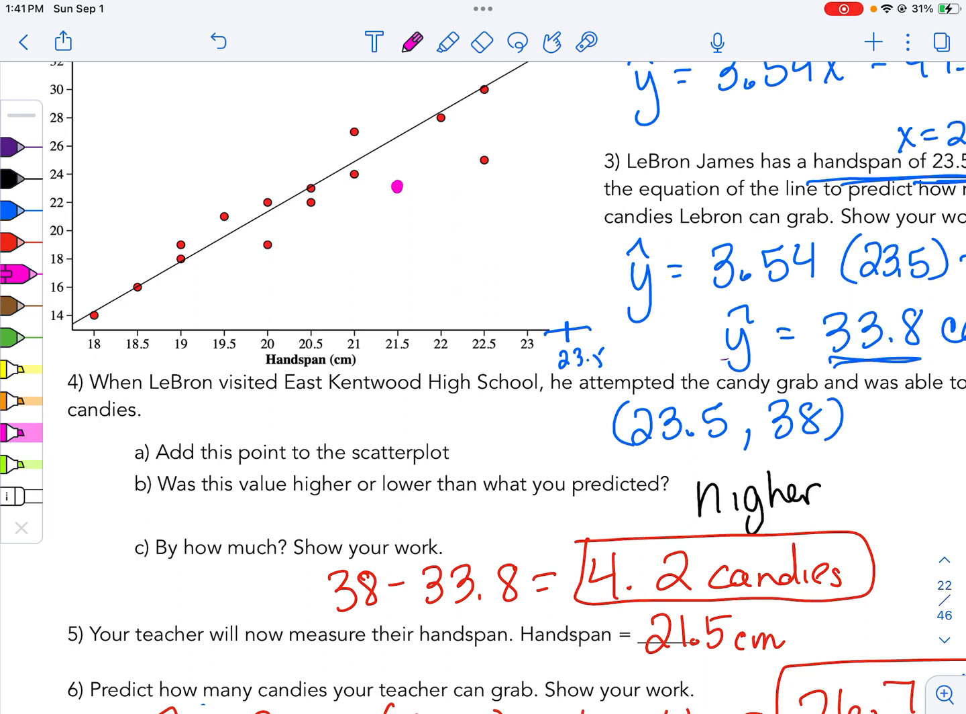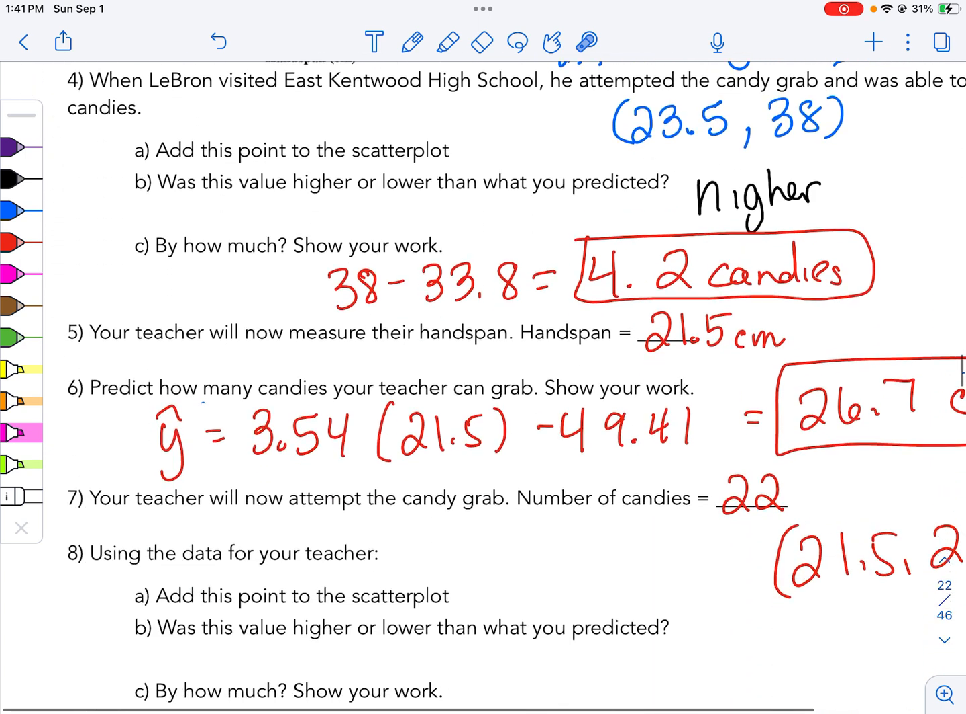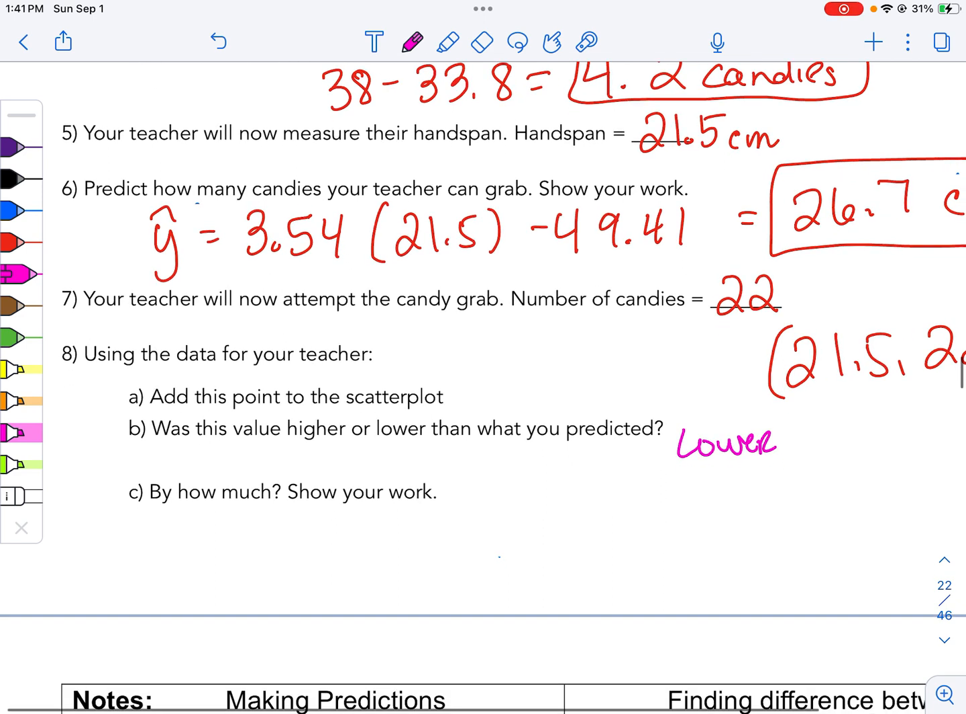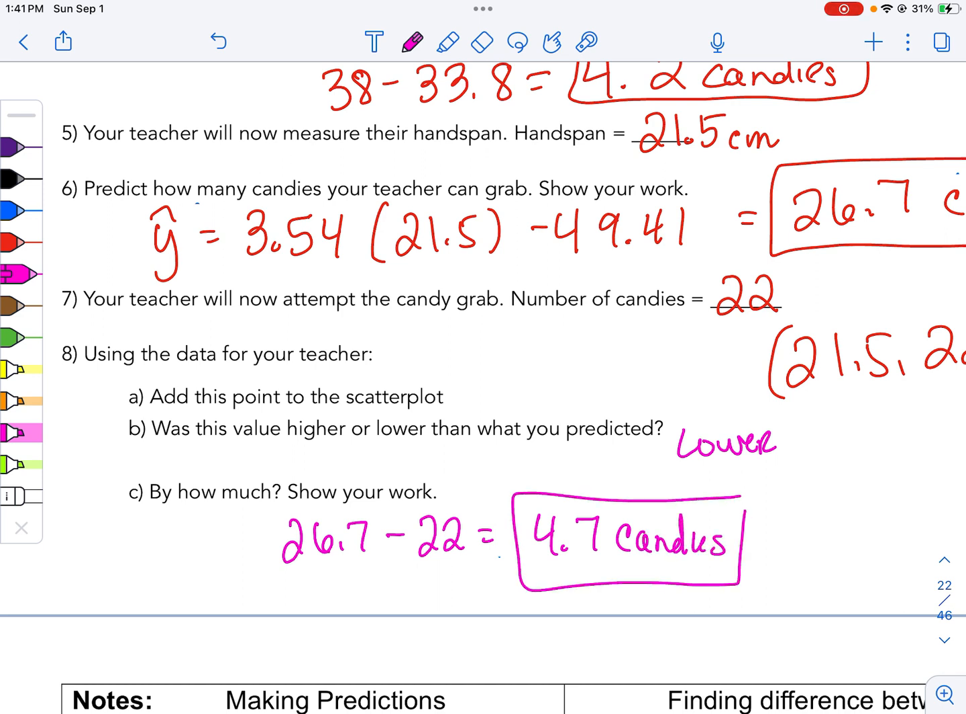Looking at that point, is it above or below, higher or lower than what I predicted? We can say that what I grabbed was much lower. And how much lower was it? Again, we predicted that I was going to get 26.7. I only grabbed 22, so it was 4.7 candies lower than what was predicted.